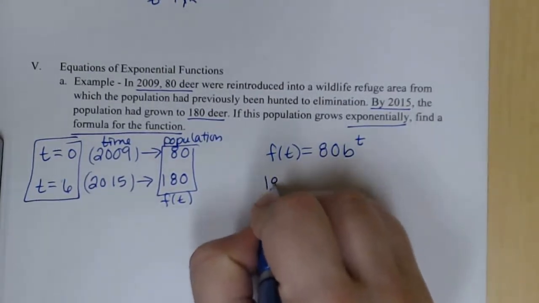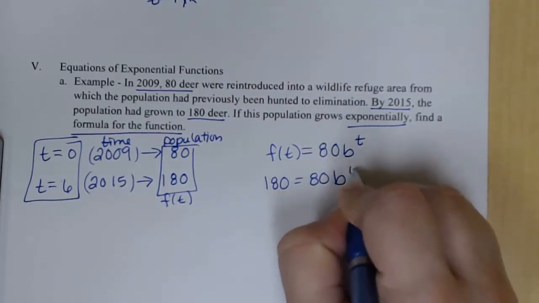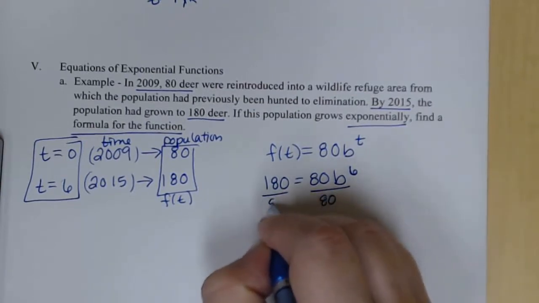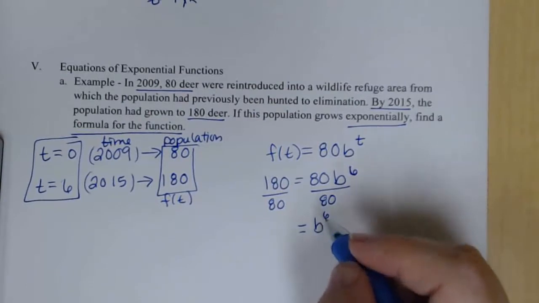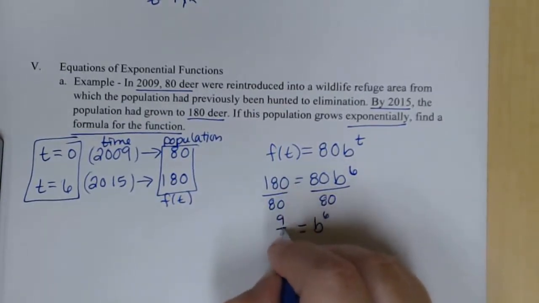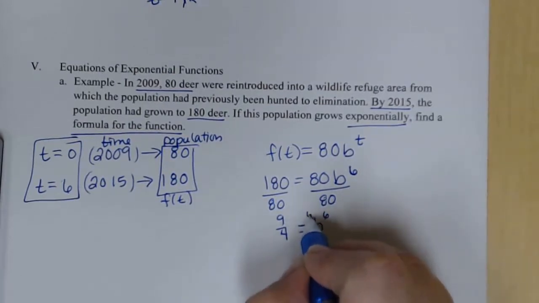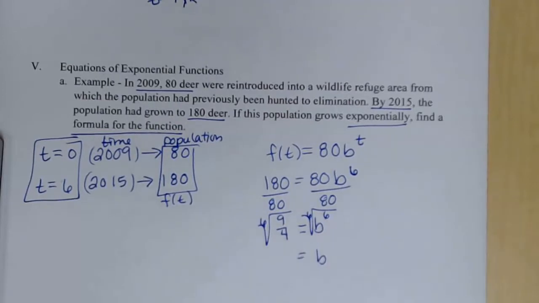So I'm going to say 180 is equal to 80 b raised to the 6th, and then I'm going to solve this. So I'm going to divide both sides by 80. I get b to the 6th equal to, let's see, 180 over 80 is 9 over 4. And then just like getting rid of a squared or a cubed, I'm going to 6th root this thing. So it gives me b equal to.